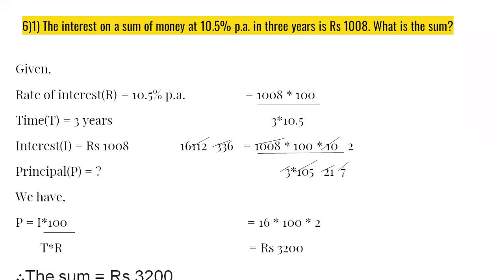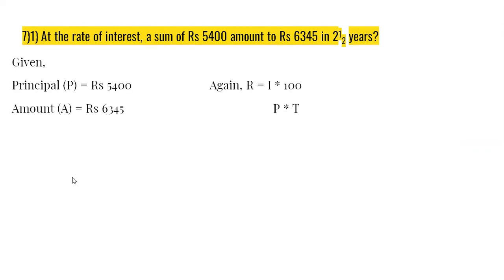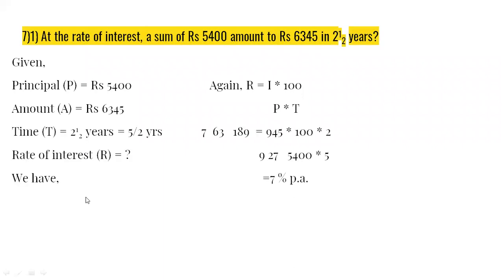Here in the next slide, at the rate of interest, a sum of rupees 5,400, this is principal, amounts to this amount in 2 whole number 1 by 2, this mixed fraction, years. Then what you have to do, look here, we have to find out the rate. If principal and amount are given, as I have told you before also, we have to find out the interest first. Interest means A minus P.